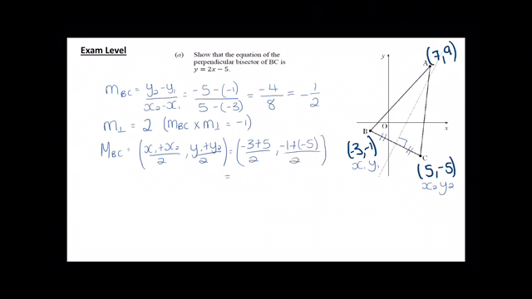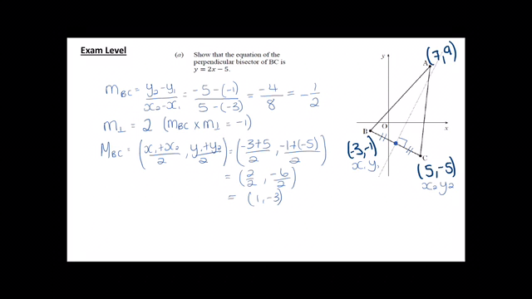So negative 3 plus 5 gives me 2 over 2. Negative 1 plus negative 5 gives me negative 6 over 2. So my midpoint must be 1, negative 3. And if I look at it on the diagram, I was trying to find this point here, and that does make sense that it's 1, negative 3. So it's a positive x and a negative y.